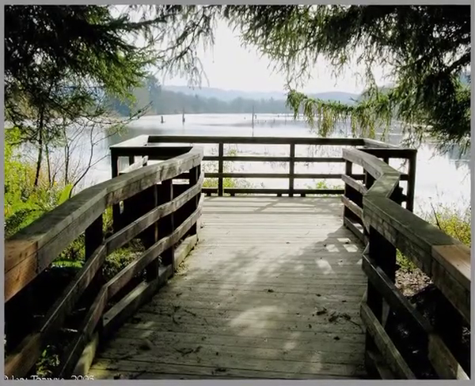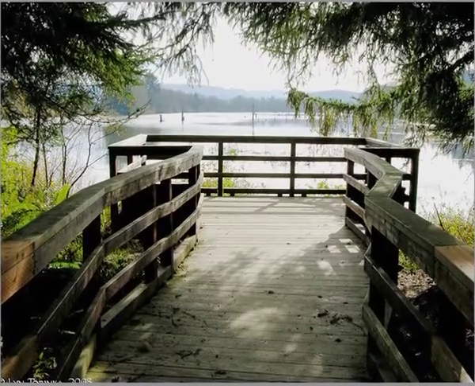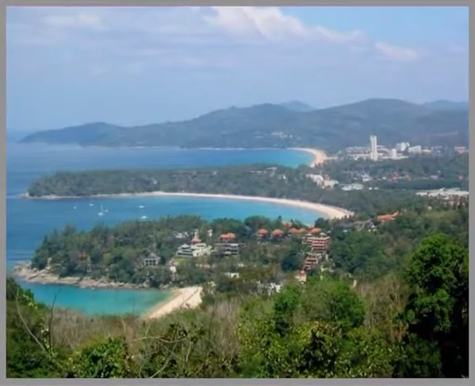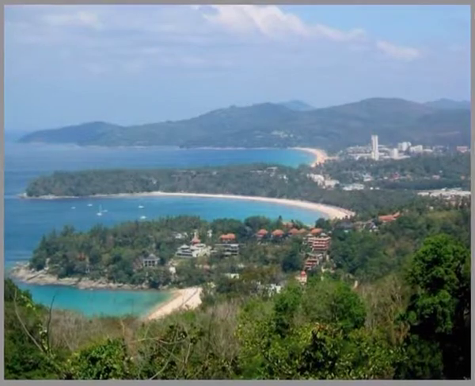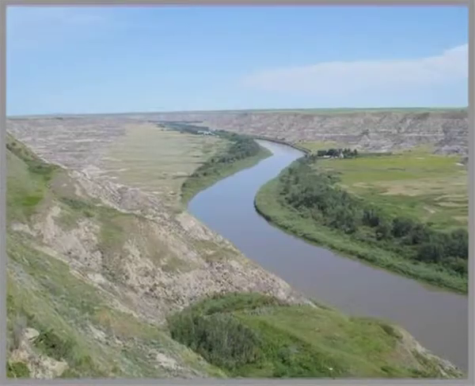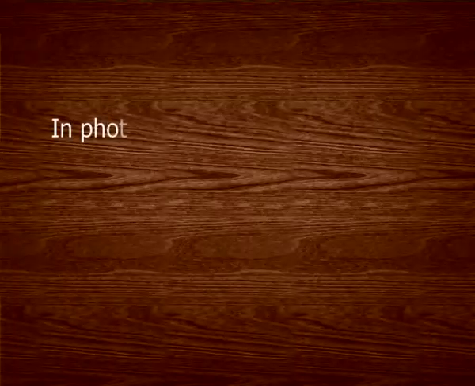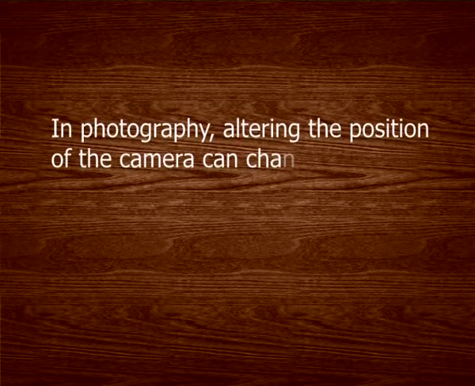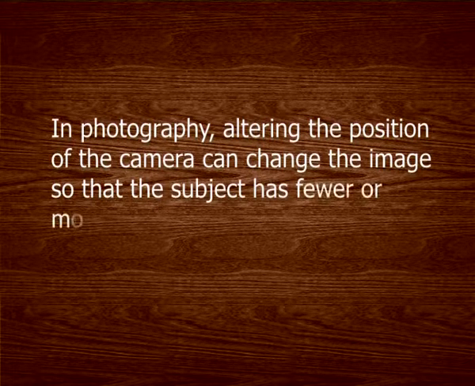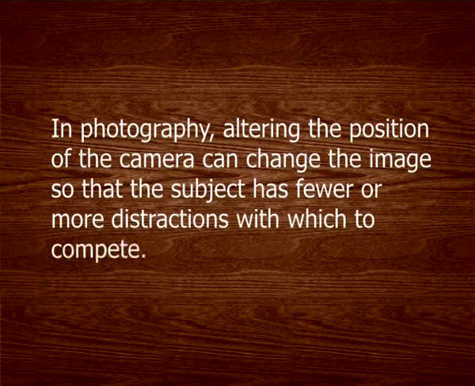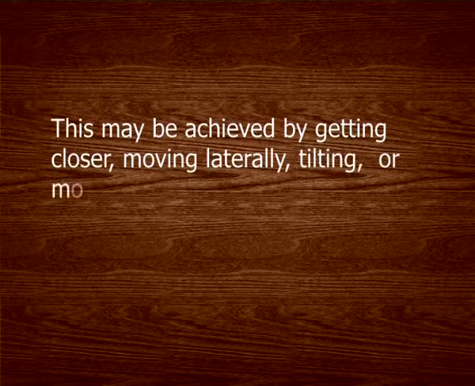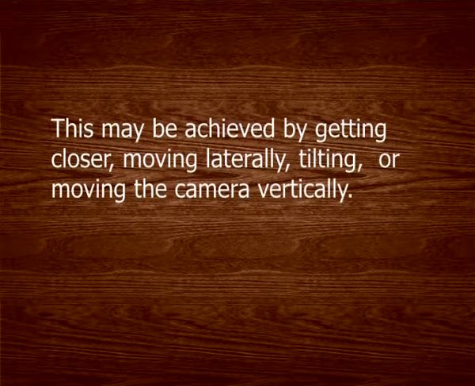A subject can be rendered more dramatic when it fills the frame. There exists a tendency to perceive things as larger than they actually are, and filling the frame fulfills this psychological mechanism. This can be used to eliminate distractions from the background. In photography, altering the position of the camera can change the image so that the subject has fewer or more distractions with which to compete. This may be achieved by getting closer, moving laterally, tilting or moving the camera vertically.